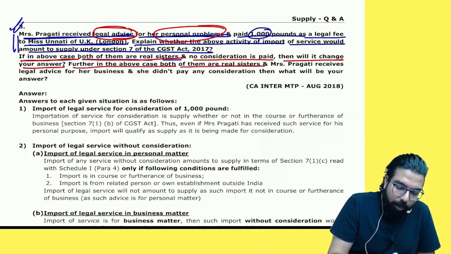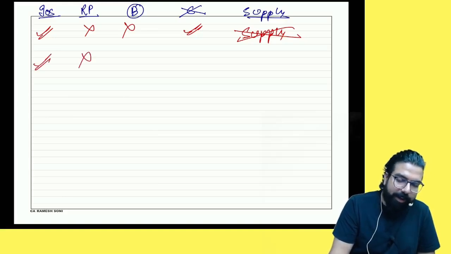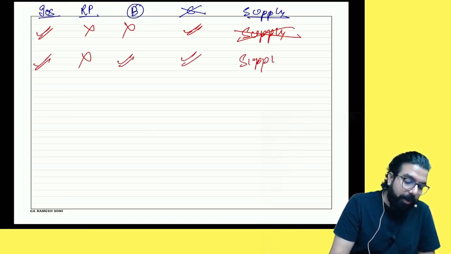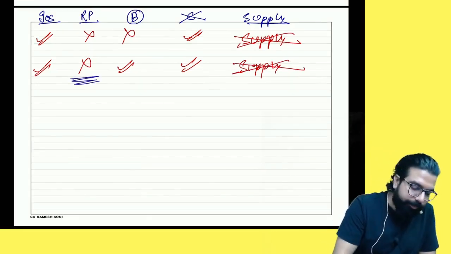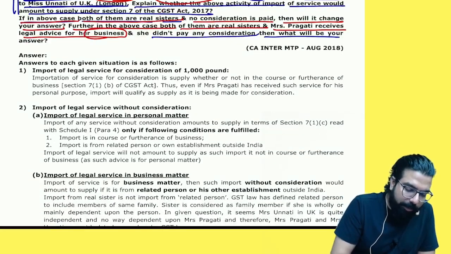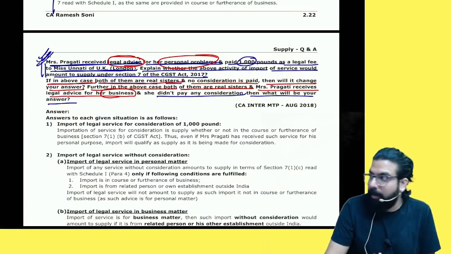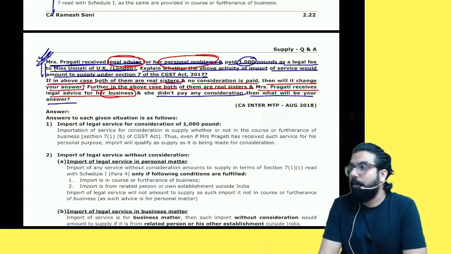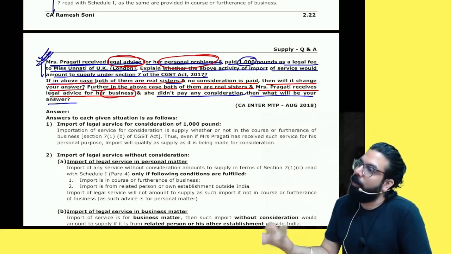Further, in the above case, both of them are real sister and Miss Pragati receives legal advice for her business. Okay. Importation of service. Related, not related. Is it for business? Without consideration. Supply, not supply. Why not supply? Not a related person. Is my point clear to all? She did not pay any consideration. Then what will be your answer? People, 1 minute. Can we go ahead? Is the answer clear to all of you? Yes. Haan, real sister, correct. Real sister means dependent sister. Sisters are always real only.